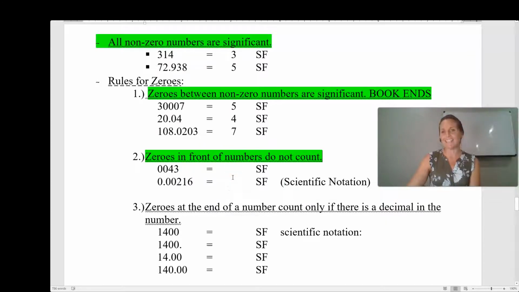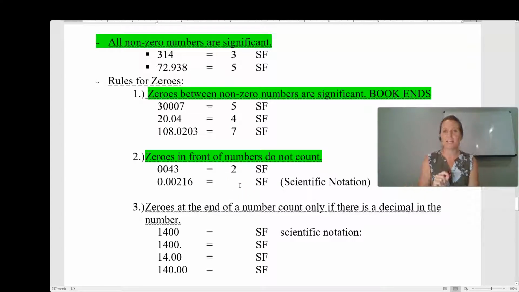And that's really easy if there's no decimal in the number. People don't really get confused by that. So a number like 0043, these first 2 zeros would not be significant. So a number like this would just have 2 significant figures.